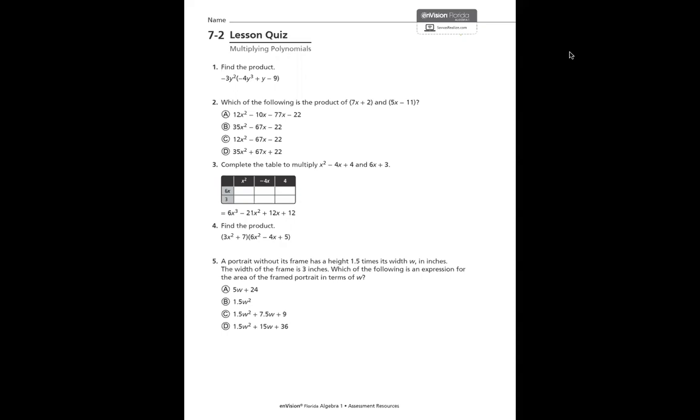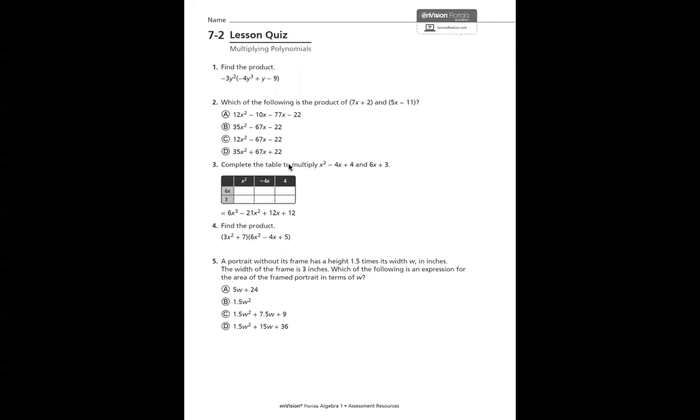The most common, I think, is FOIL, but I know there's also the box method. So I'm going to solve all of these problems using both, just so that depending on which strategy you like, you'll be able to make sure that you're doing it correctly. So in number one, they want us to find the product. Something like this, you're simply distributing.